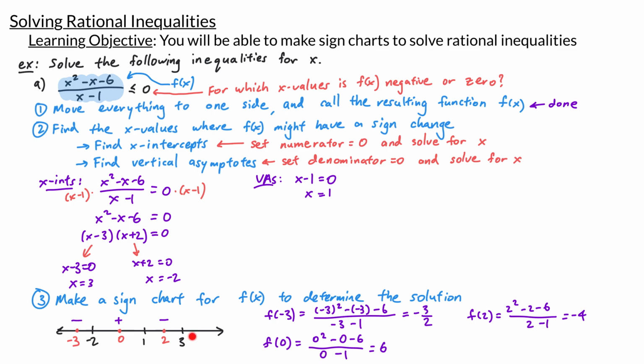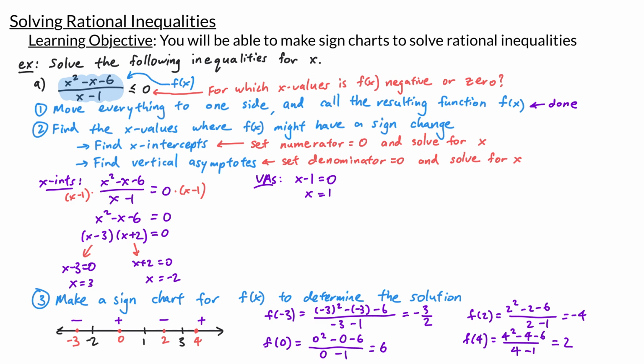And then our last interval are the x values greater than 3. So pick an x value greater than 3. For example, you can choose something like 4. Take 4, plug it into your function, and see what the output is. We have (4 squared minus 4 minus 6) divided by (4 minus 1). Evaluating this, we end up with 2, which is a positive number, so we're going to draw a plus sign on that last interval of our sign chart. So remember that for this inequality, we're asking ourselves for which x values is our function f of x negative or 0.